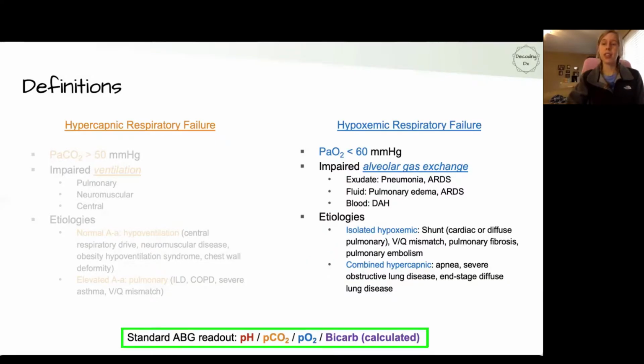A side note, a standard ABG readout will have 4 numbers separated by dashes. In order, this is the pH, the PCO2, the PO2, and the bicarb. It's important to note that bicarb is calculated. It is not measured. So when you're doing different math equations to figure out your acid-base status, you need to use the measured bicarb from a metabolic panel, not the calculated bicarb on the ABG.